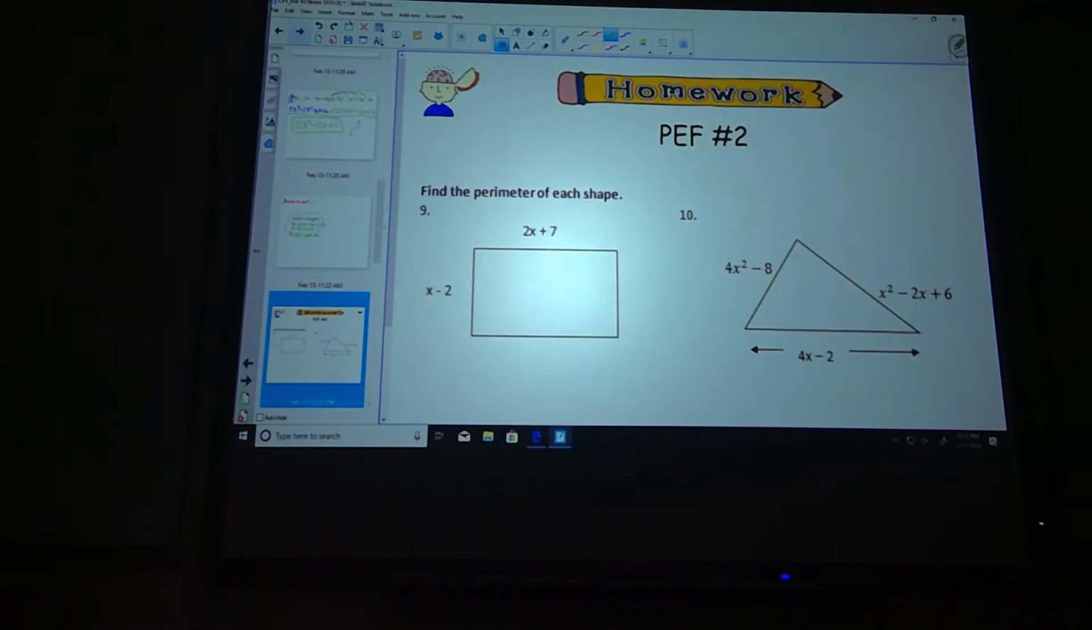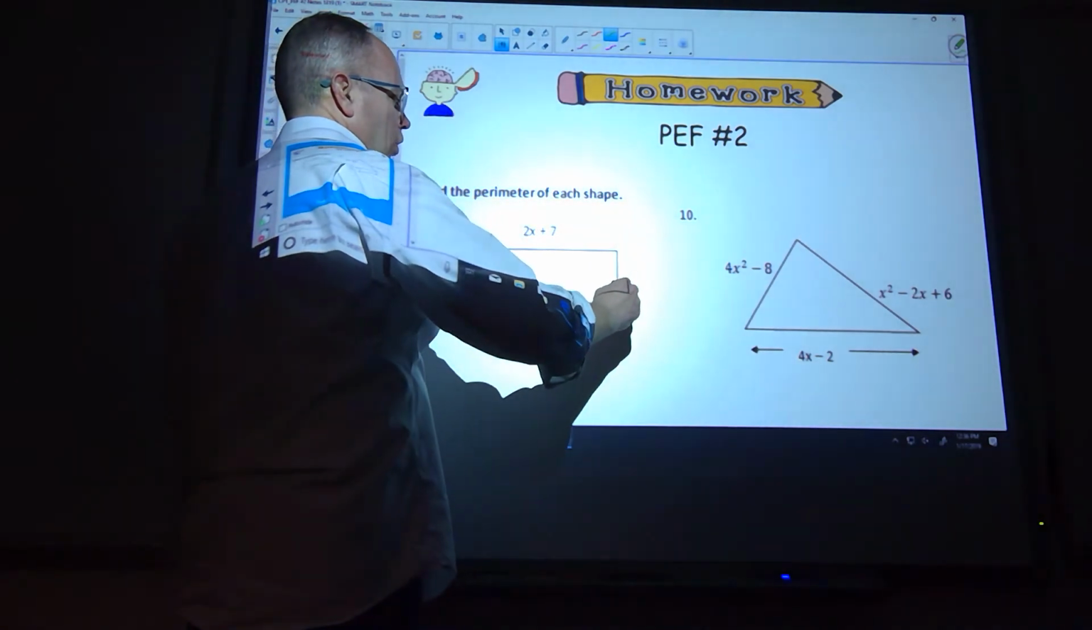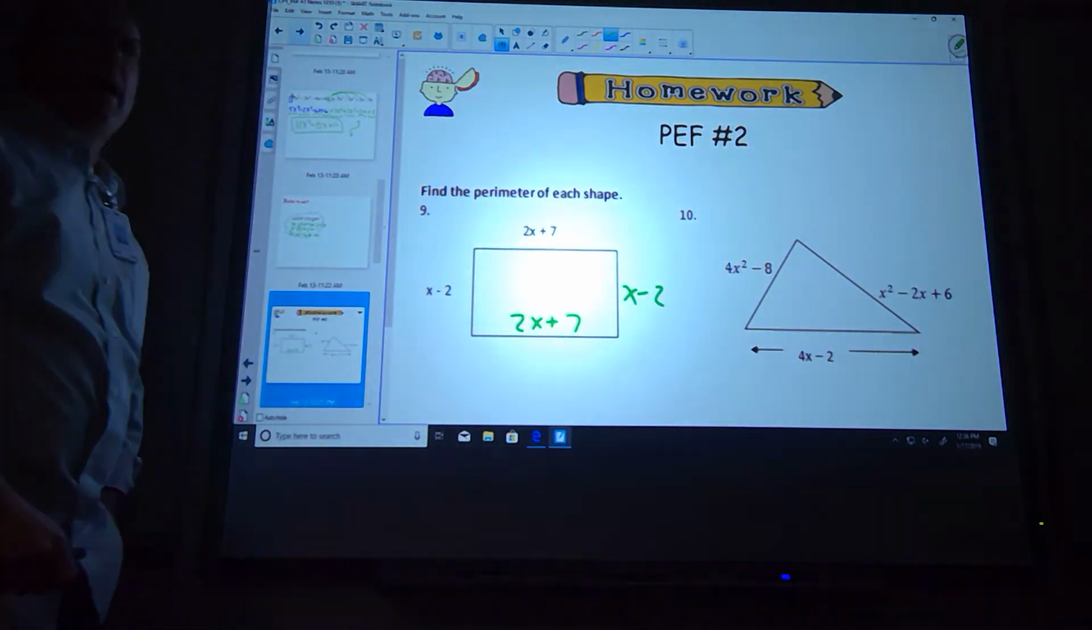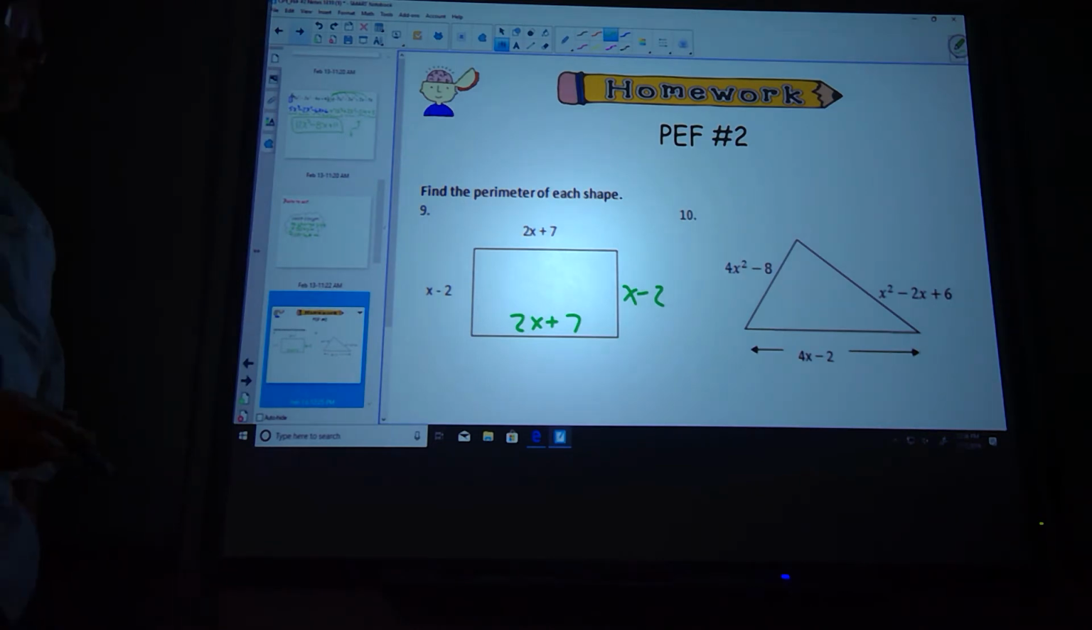All right, so that's going to be your homework, but there's a couple of questions here they wanted us to do. So let's just make sure we can do these. 2x plus 7 and x minus 2. We're finding the perimeter. We're adding up all the x's. So I get 3x and 3x is 6x.